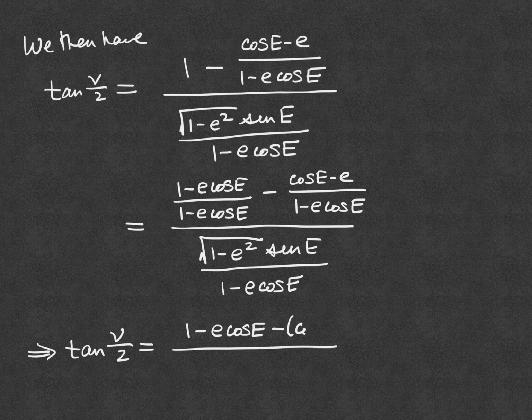minus cosine of E minus little e, all divided by the square root of 1 minus e squared times the sine of E. But in this last expression, you can see that there are two terms involving cosine. And I have a 1 plus e when I distribute this negative sign. So I get 1 plus e, and then a subtraction of 1 plus e times the cosine of E. So let's put that on the next page.